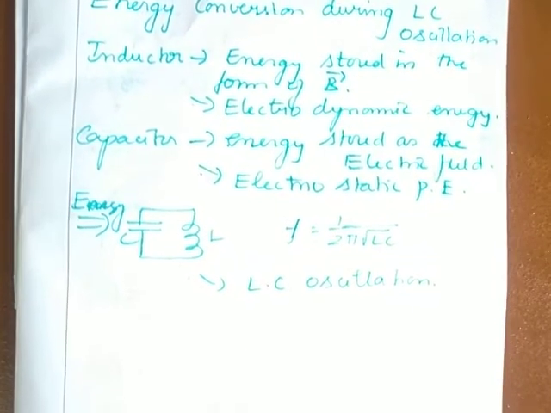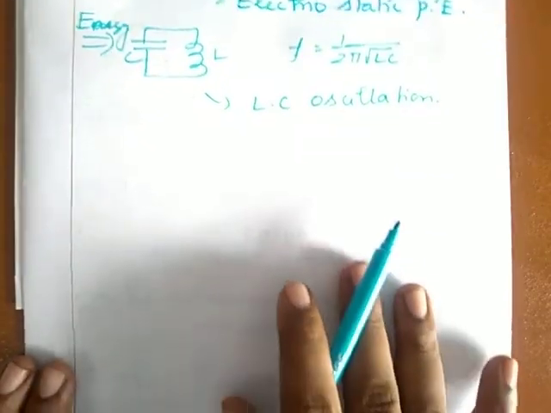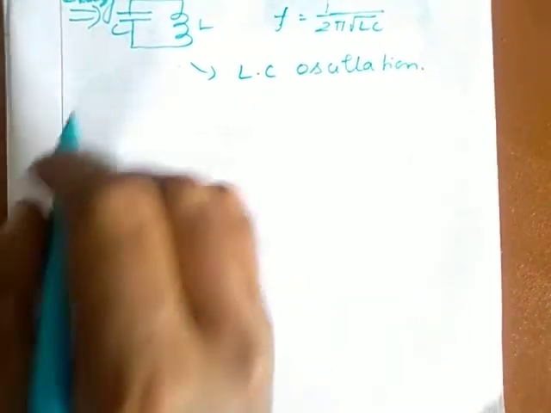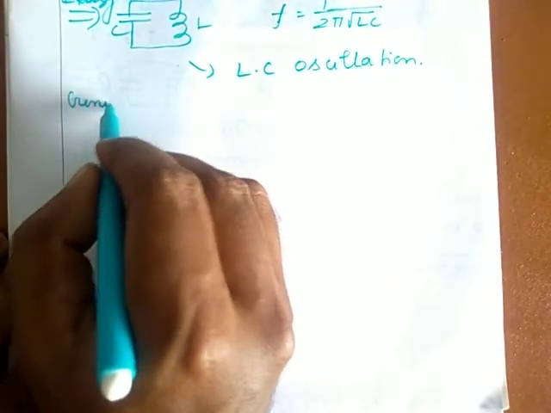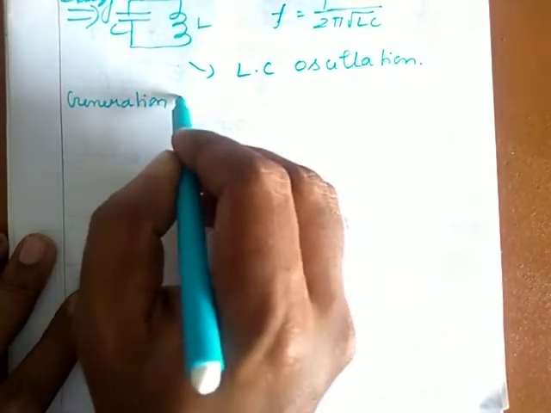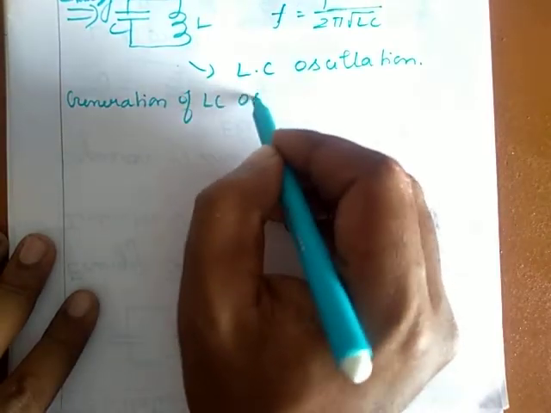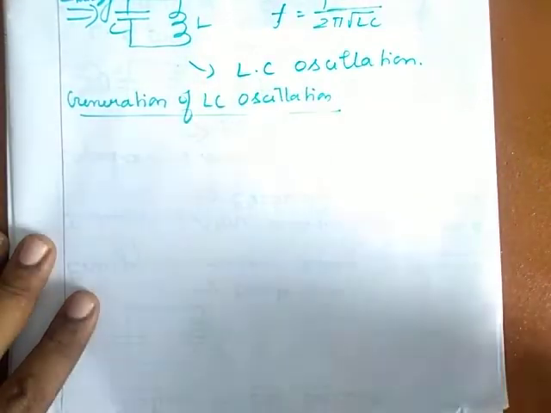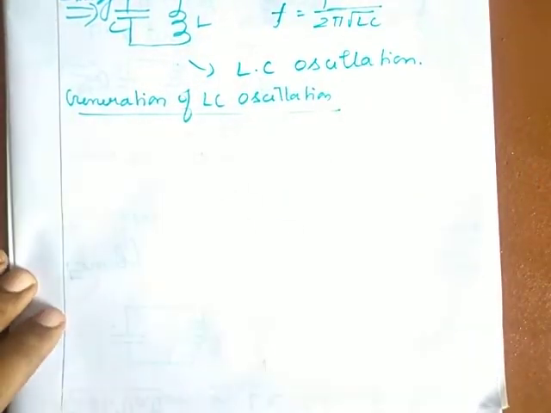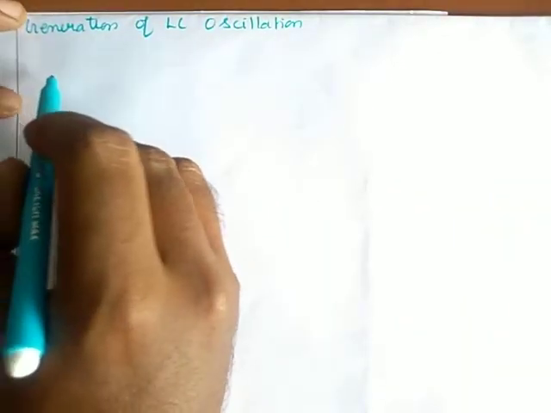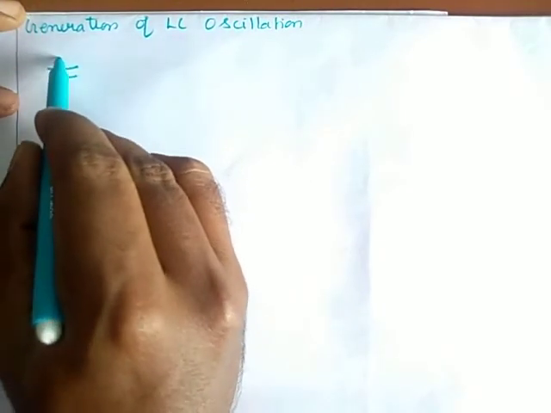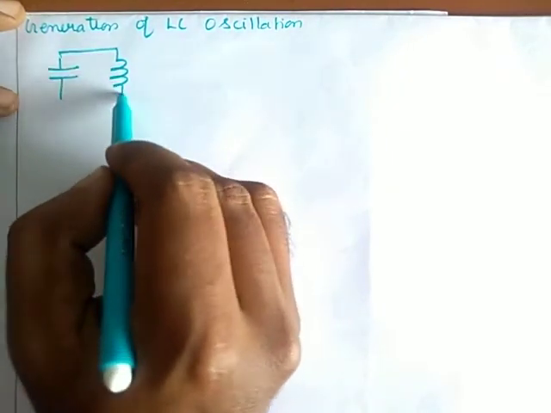Let me see the generation of LC oscillation. First of all, I consider a tank circuit consisting of a capacitor and an inductor of inductance L.